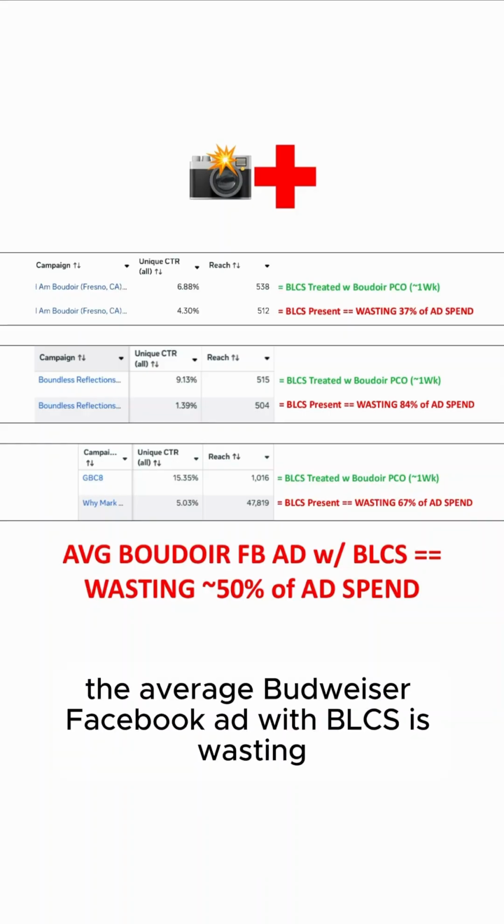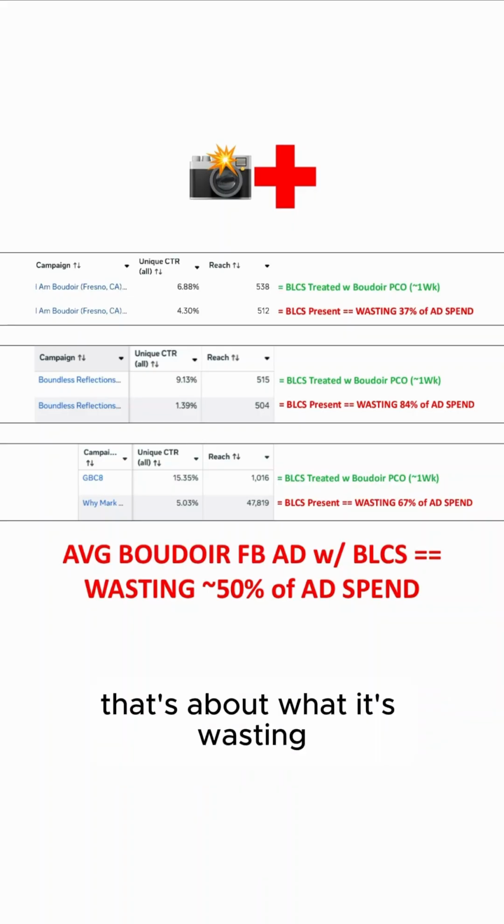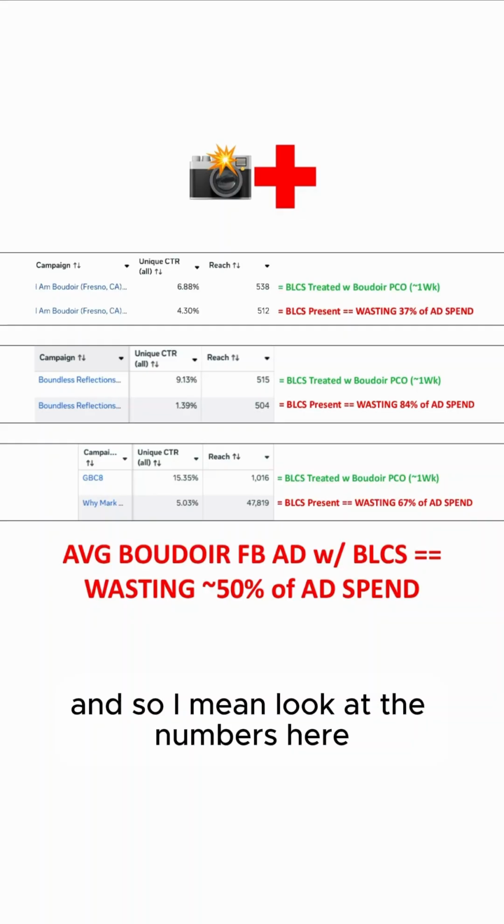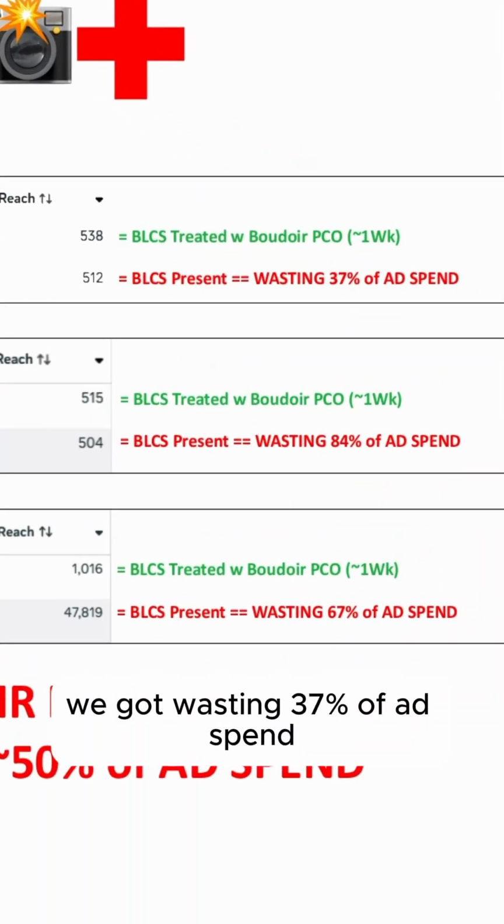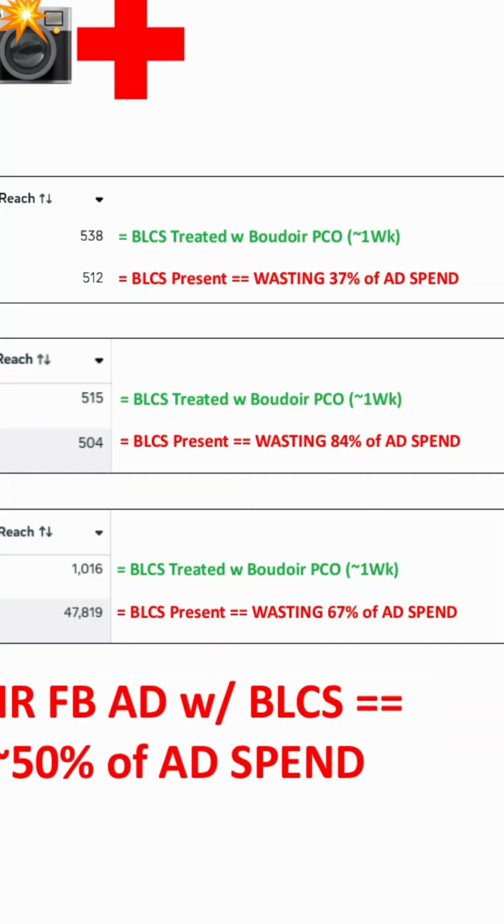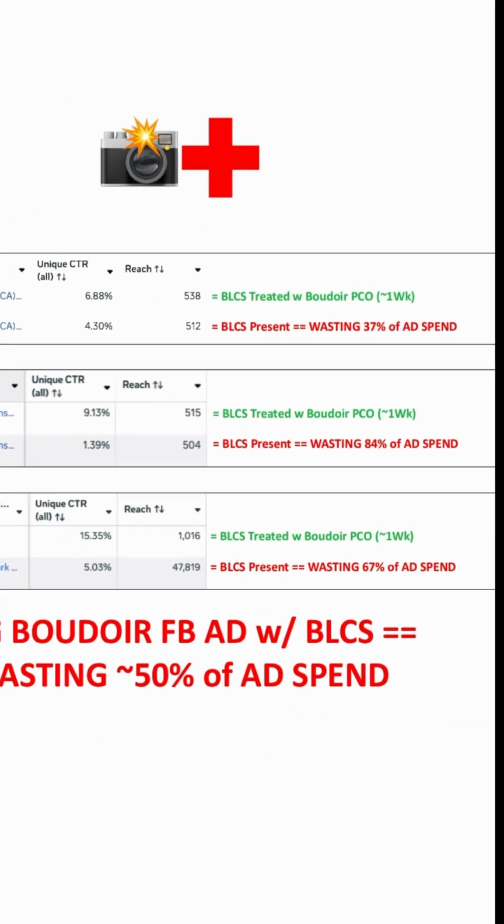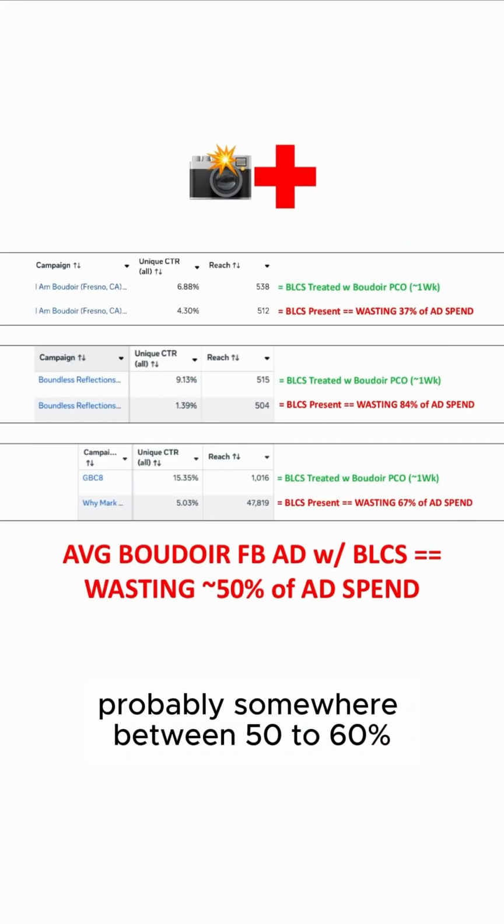So what we've learned is the average Boudoir Facebook ad with BLCS is wasting about 50% of its ad spend. That's about what it's wasting. And so, I mean, look at the numbers here. We got wasting 37% of ad spend, wasting 84% of ad spend, wasting 67% of ad spend. So, average those numbers together, probably somewhere between 50 to 60%.